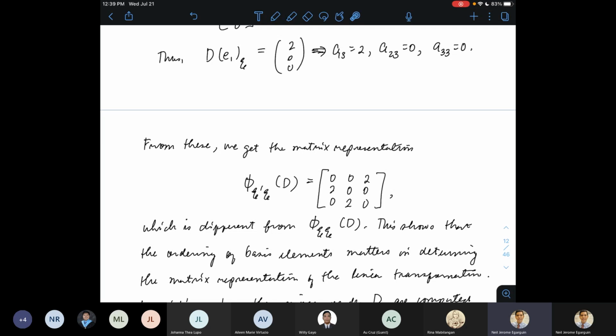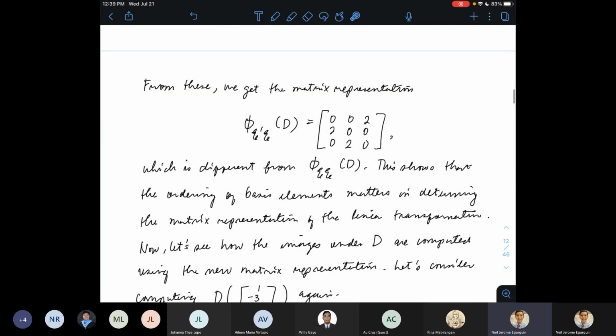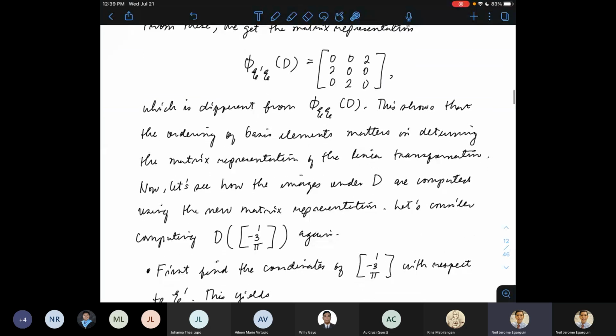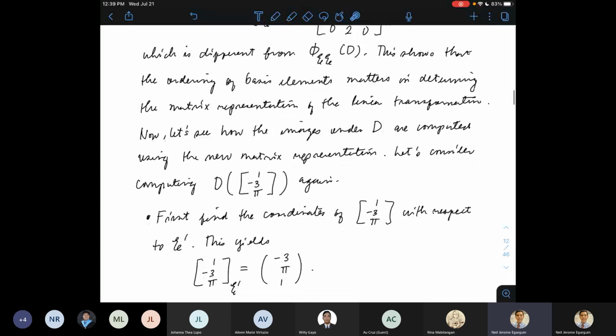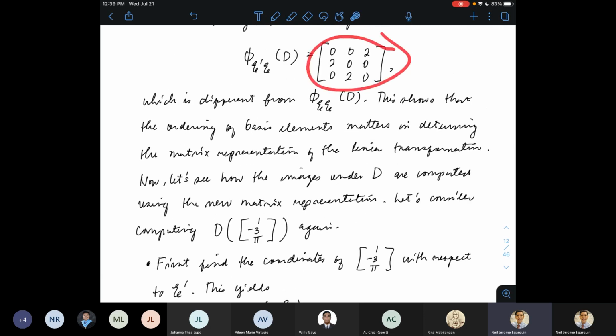All right. Okay. Let's see how we can use this in order to compute the image of the same vector we used in the previous example. So let's find d of (1, -3, pi), and of course we know we are expecting (2, -6, 2 pi) to be the image. But let's forget about the doubling operator and use the matrix representation.